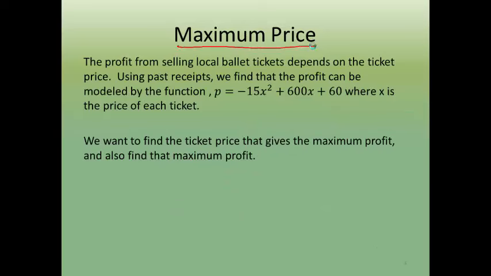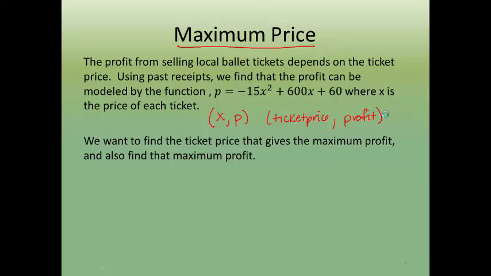The profit from selling local ballet tickets depends on the ticket price. Using past receipts, we find that the profit can be modeled by the function p equals negative 15x squared plus 600x plus 60, where x is the price of each ticket. So we have x is the price of the ticket, comma p is the profit. So we have ticket price, comma profit.